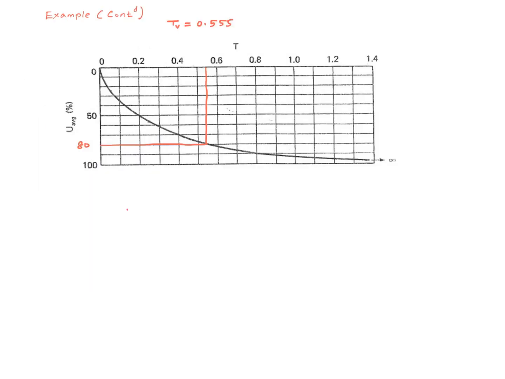Now we need to calculate the average degree of consolidation. We've already calculated the time factor at 2 years, which was 0.555, right? So all we have to do is to utilize this curve in order to calculate the U average. And for 0.555, I get a value of 80% for that. We know that U average equals S over S infinity, so S then is 80% of S infinity, which works out to be 4.72 centimeters.